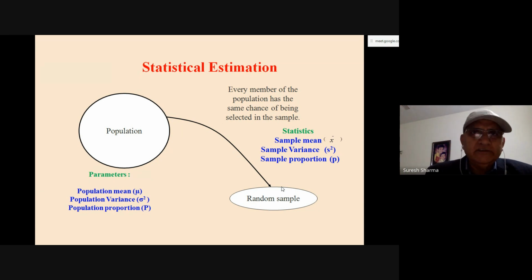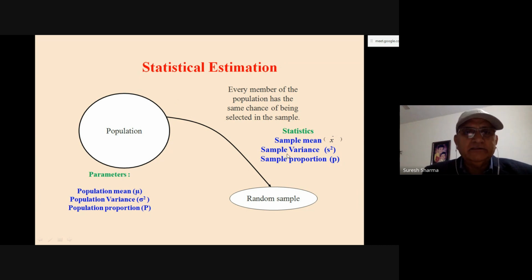If the observations are available, obviously you can compute the mean. And that mean is called the sample mean, because it is coming out of the sample. The sample mean is denoted by X bar. Similarly, sample variance is denoted by S square. For the sample proportion, in 500 people I can always count how many males and how many females there are. So you can get the sample proportion, which is small p.